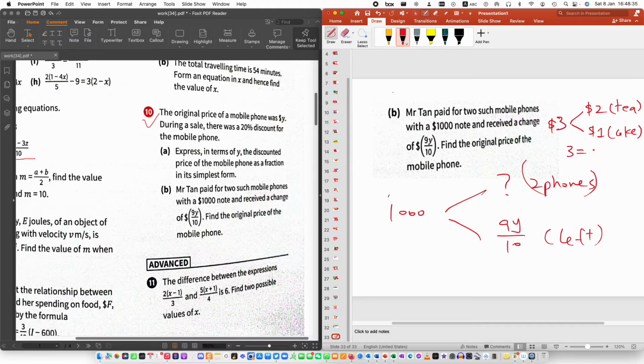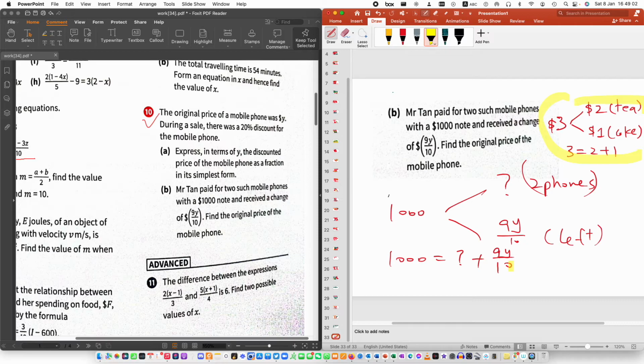3 equals to 2 plus 1. Good. So how do you form the equation of this? 1000 is equal to question mark plus 9y over 10. So this is the technique I want you to learn from today onwards. Always give yourself a simple example so that you can learn something from that simple example here, and then you can form something for the more difficult question.